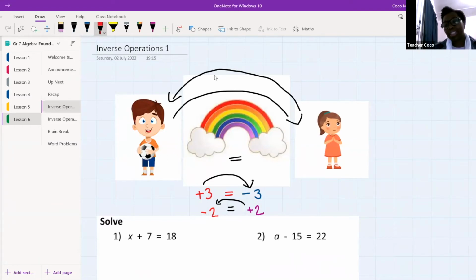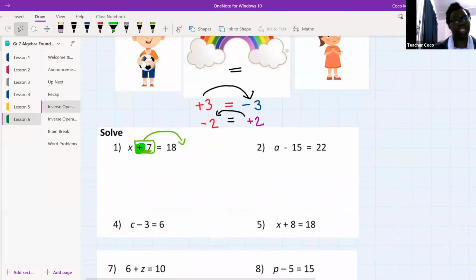This is the whole idea that we're going to use here: when things go over the equal sign, they change signs, but only if they are being added or subtracted. So if the plus is sitting next to my 7, when my plus 7 goes over the rainbow, everyone tell me in the chat, what is plus 7 going to become? I'm seeing Jaria saying -7. Tahila says -7. Amazing stuff. Sally also says -7. That's good.